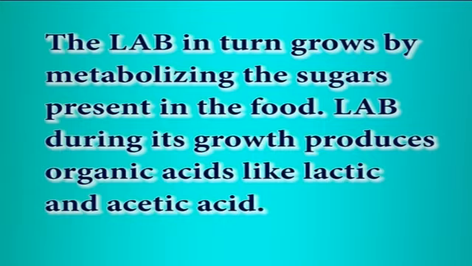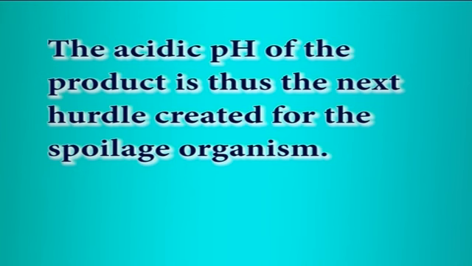They also utilize the oxygen and thus cause a reduction in the redox potential of the product. This in turn enhances the Eh hurdle, which inhibits the aerobic organisms. The LAB in turn grow by metabolizing the sugars present in the food. LAB during their growth produce organic acids like lactic and acetic acid. Further, the acid produced decreases the pH of the product. The acidic pH of the product is thus the next hurdle created for the spoilage organisms. Hence, it would be difficult to cross such multiple hurdles by the spoilage organisms.